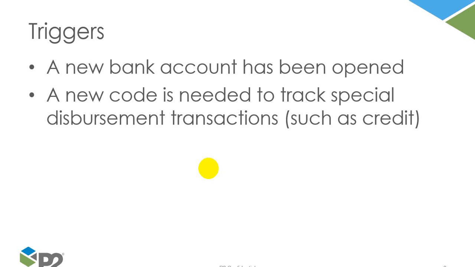Sometimes we have something special, say we need to create a new code to track special disbursement transactions such as credit card transactions, or to clear intercompany accounts, or something of that sort. But the most common trigger is a new bank account has been created, or we're going to track some petty cash and use that to pay certain transactions. At that point, we will need to run this process.